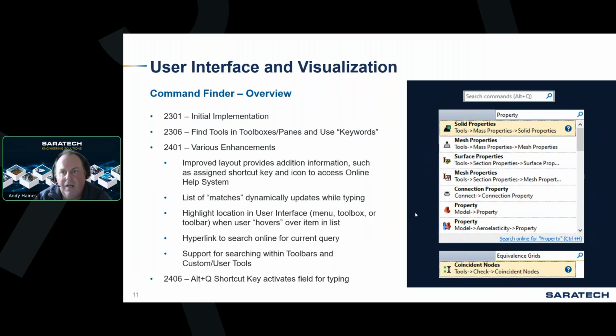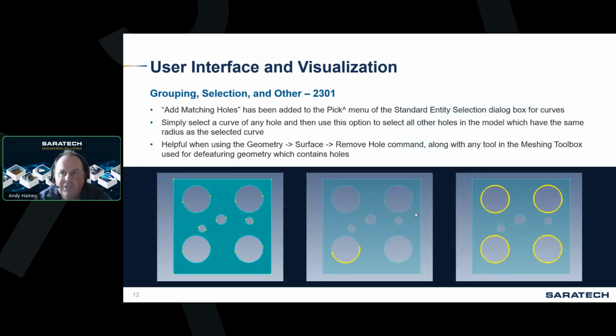By the way, I'm going to go through the presentation and then I'll be doing some demoing at the end. One of these simple things: a lot of times you might need to find all the holes of the same size, so you could use something like Geometry, Surface, Remove Hole, or use a tool in the Meshing Toolbox to help you get rid of holes that you don't want. This is a nice way where you can pick one, it'll find all the rest of them, and then select them all for you.